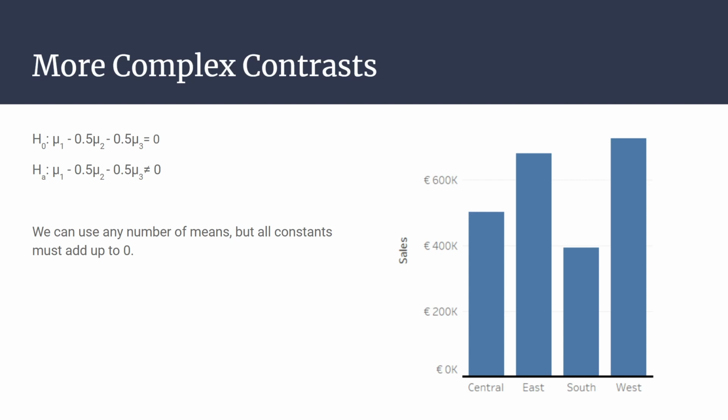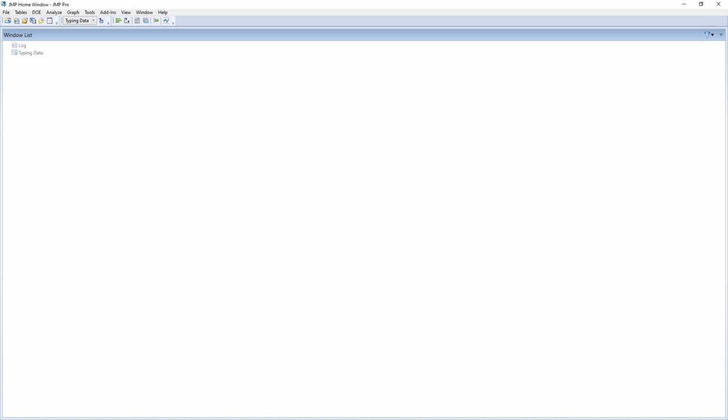One example of this could be, if we're looking at this sales data on the right, we could be asking, is the sum of central and east equal to the sum of south and west? Maybe you're looking at either a central east marketing campaign or a south and west marketing campaign and trying to decide between the two. So you want to know if one is bigger than the other, one of those regions that's an agglomeration of multiple different regions. And so now we're going to look at how to perform these in JMP.